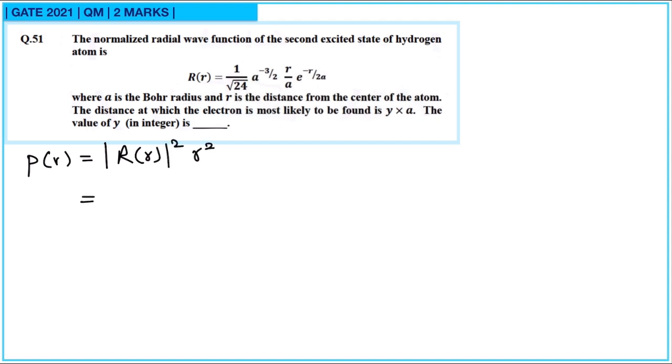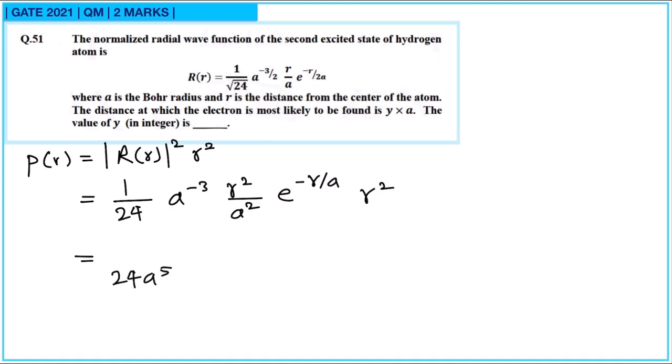So we have to take the square of this, so that is 1 by 24. Then this will be a raised to -3 and r square by a square, e raised to minus r by a into r square, which is equal to, this is a to the power 5, so 24 a to the power 5 into r raised to 4 e raised to minus r by a. Now we have to find the maxima of this function, so dP by dr should be equal to 0 for maximum. This first part is constant only, so we have to consider this part only.